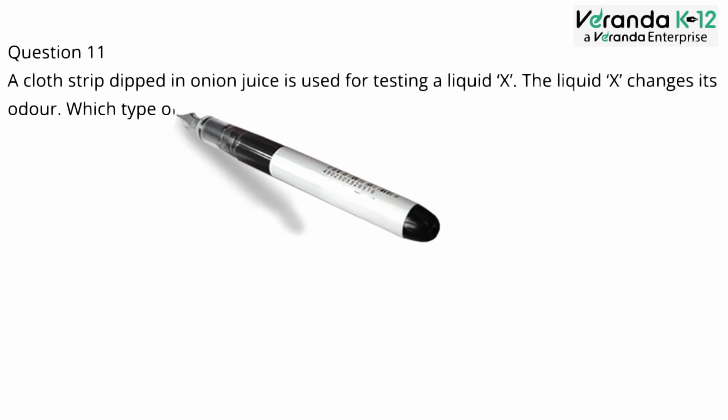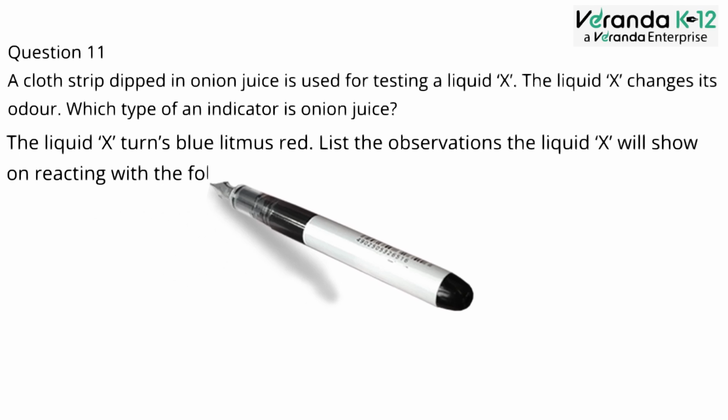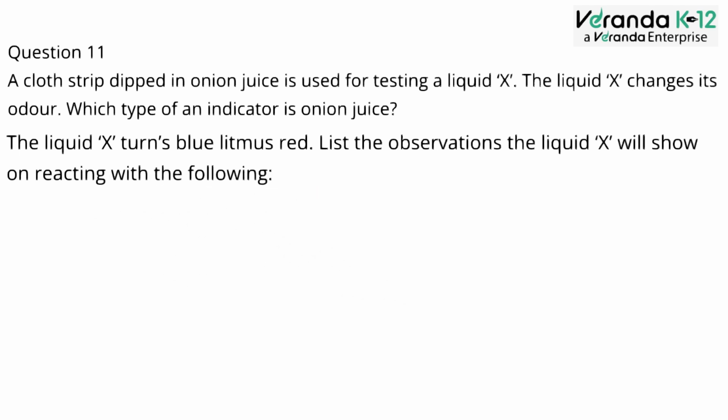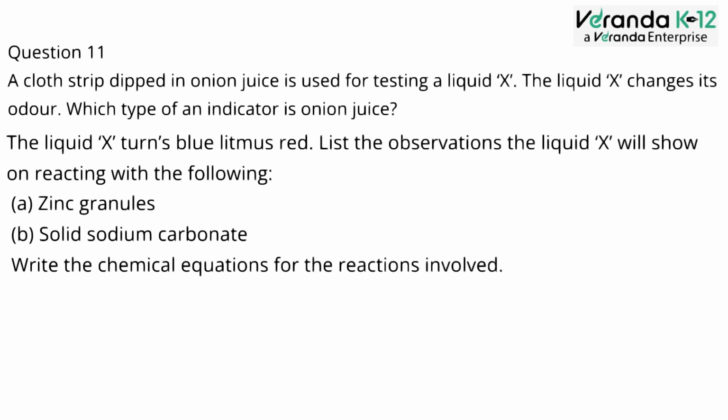Part C, question 11. A cloth strip dipped in onion juice is used for testing a liquid X. The liquid X changes its odor. Which type of indicator is onion juice? The liquid X also turns blue litmus red. List the observations the liquid X will show on reacting with the following: A. Zinc granules, B. Solid sodium carbonate. Write the chemical equations for the reactions involved.